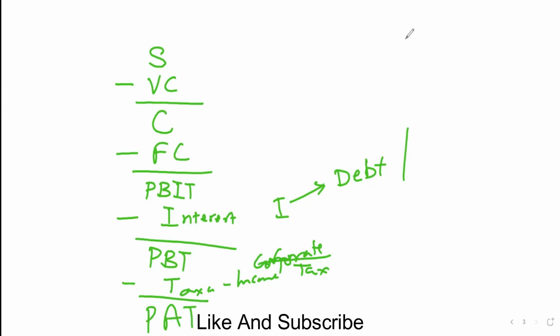PAPD. PAT. No. PBT में से taxes less करे तो क्या आता? Profit after tax. After tax. Yeah, you are alert. Now I understood you are alert. Right. Okay. Very good. So PAT.